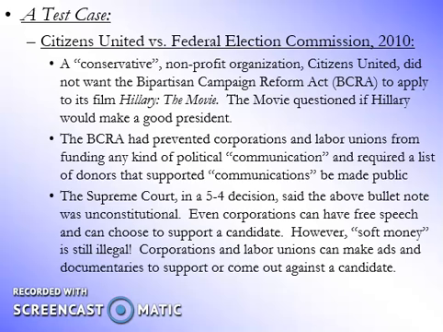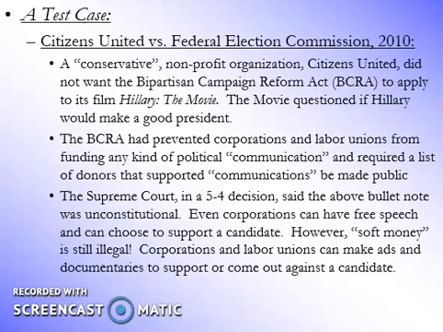Looking at a test case, this has been something that's been decided fairly recently. It's called the Citizens United case, or Citizens United versus the Federal Election Commission, and it was decided in 2010. So again, looking at federal laws that prohibit the donation of money, the Supreme Court kind of backed away from that a little bit, but only a little bit, because the Supreme Court looks at the constitutionality of donations and what people, and in this case, corporations, businesses, or organizations can do.